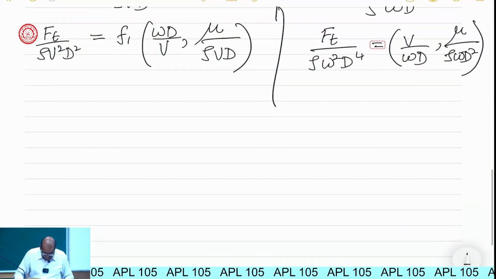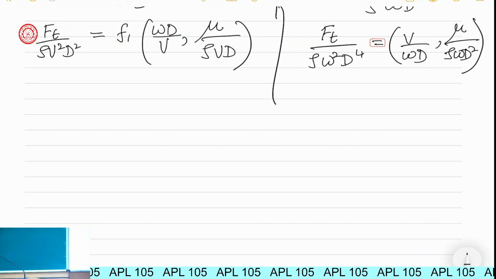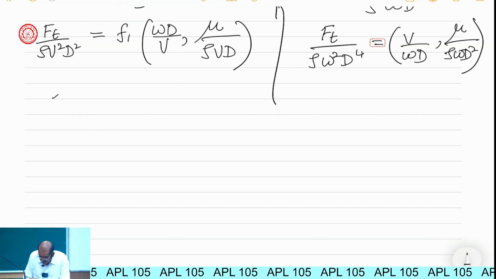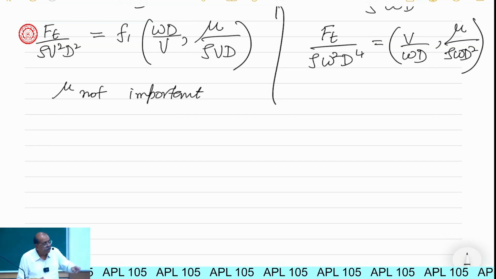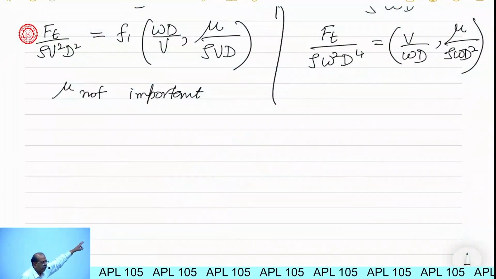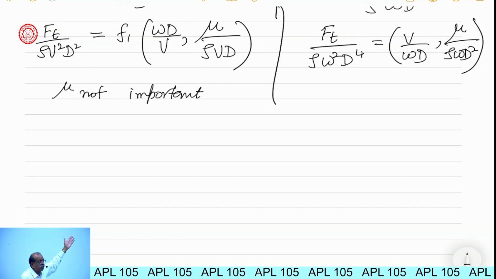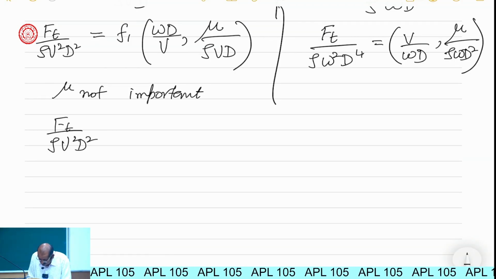Okay. Now, in the problem, what does it say? Firstly, it says effect of viscosity is negligible. So now, if viscosity is negligible, and that is one reason we did not use mu as a repeating variable. Had we used mu as a repeating variable, it would have come on the left hand side and it could have come on the right hand side.